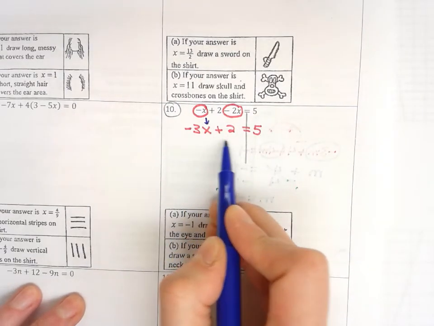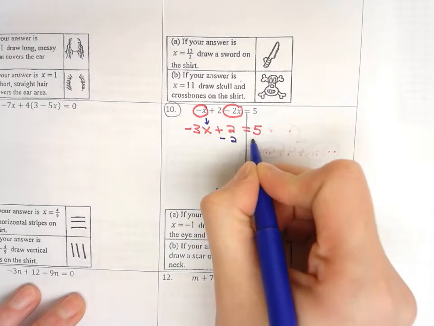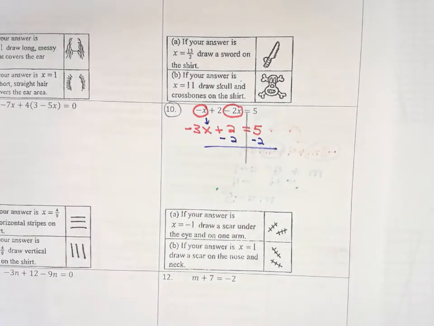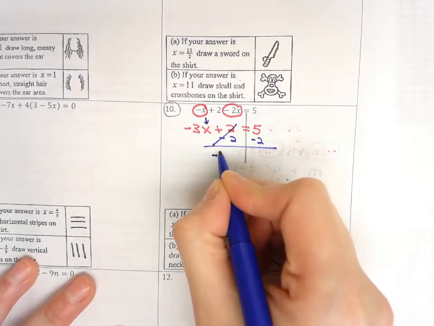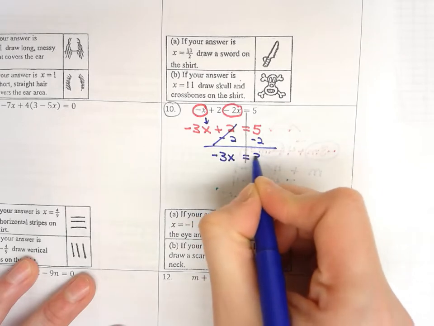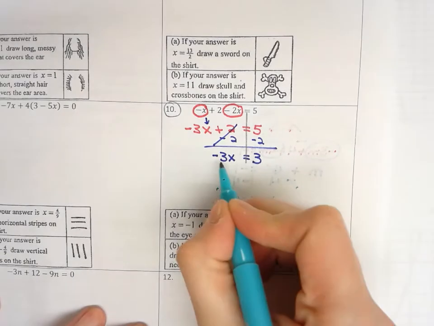So at the end of the day, you want to get rid of your friend, the one who's not attached, first. And remember, when you get rid of the friend, you use the opposite of addition or subtraction. So 2 minus 2 is 0, and that gives us negative 3x is equal to 3. Then from here, the negative 3 is attached to my letter x. So on the next step, I'm going to divide.